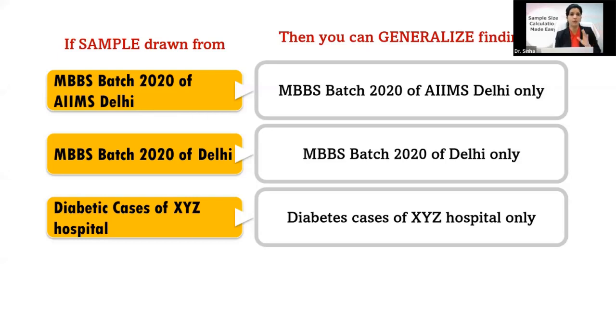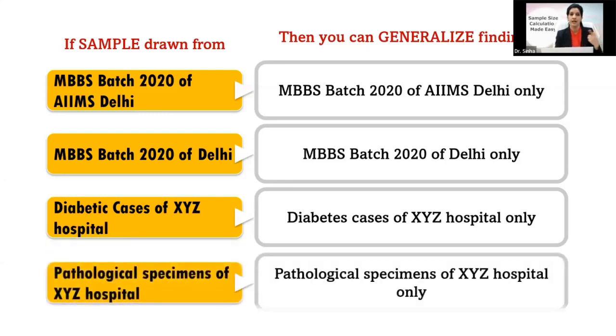So by all these examples, we want to convey to you that whenever you generalize a finding, your generalization should be only to that population from where you have selected your sample. And again, if you are doing a study on pathological specimens of XYZ hospital, then that result will be applicable only to the pathological specimens received in that particular hospital.